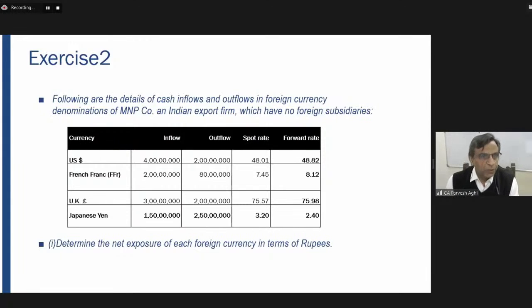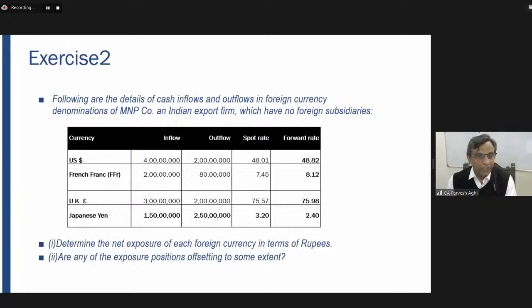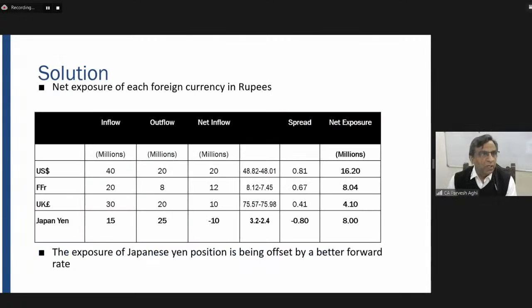Determine the net exposure of each foreign currency in terms of rupees. That's the first question. The second is, are any of the exposure positions offsetting to some extent? These are the two questions which have been asked, with all the data provided to you. So we will calculate the net exposure of each foreign currency in rupees.